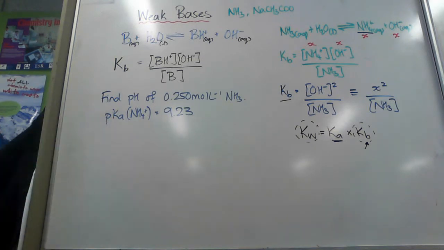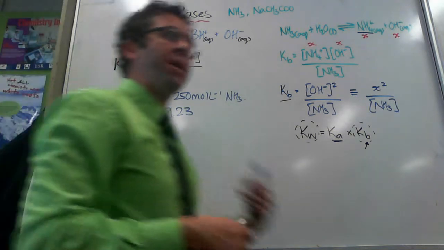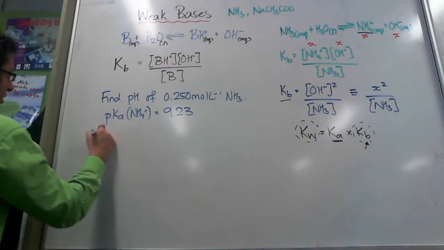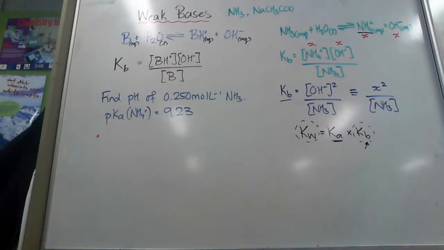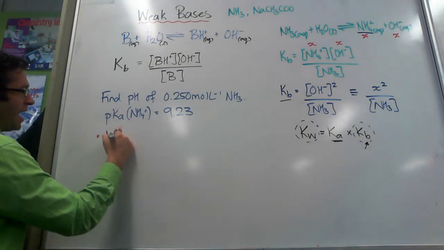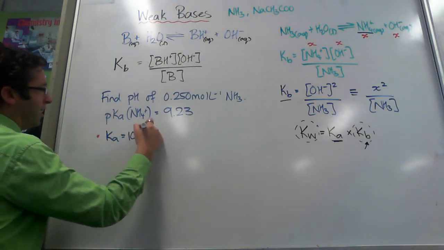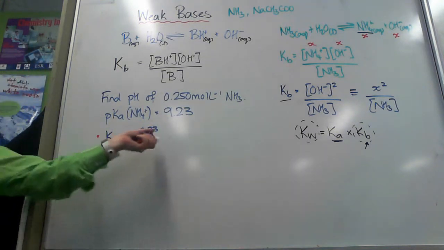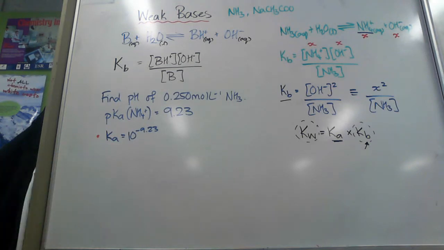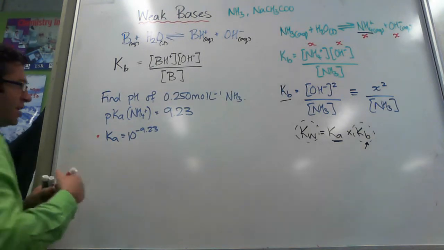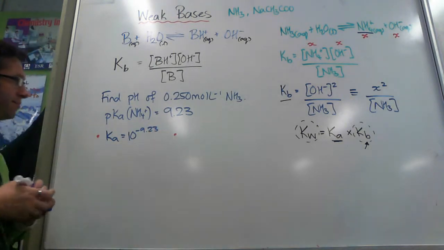So what does that look like? Well, it means first of all we're going to turn that pKa into a Ka. That's actually quite easy to do. If pKa is this, then Ka equals 10 to the power of negative 9.23. I'm going to leave it as that. It's not good maths, but I'm going to leave it like that because it makes my life really easy. If I rearrange this equation here, then I can actually find Kb.